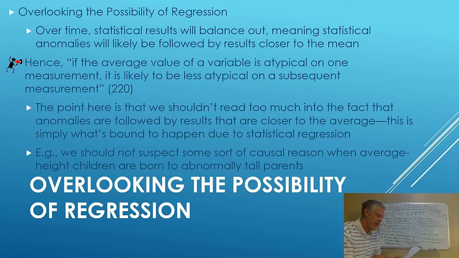I'll give you another example at the bottom. This is actually one they had in a previous edition, I think. We should not suspect some sort of causal reason when average height children are born to abnormally tall parents. So you have two super tall parents, then just average height kids. Sometimes people are like, what's going on there? Well, again, the parents were unusually tall. So all things being equal, the chances are they're going to have kids that are closer to the average height. So that was slide 14.